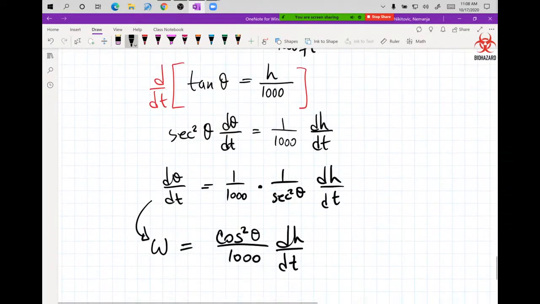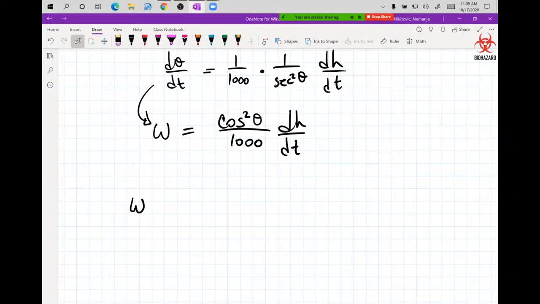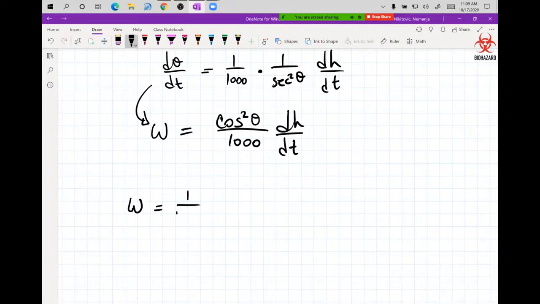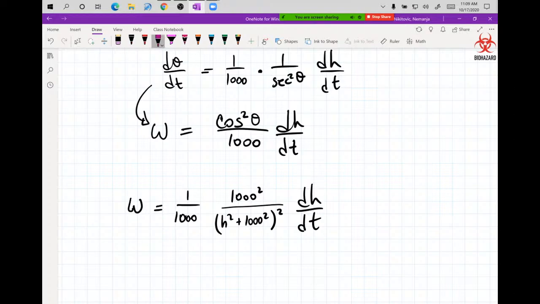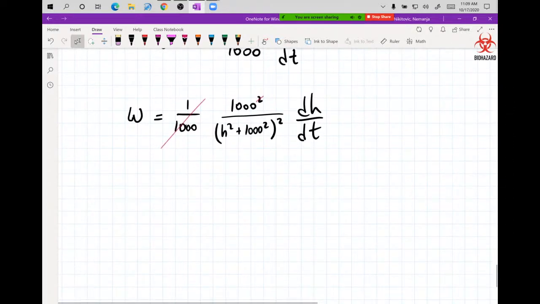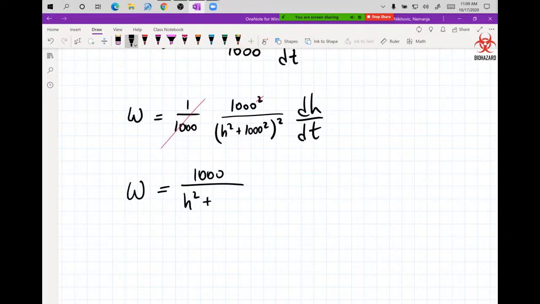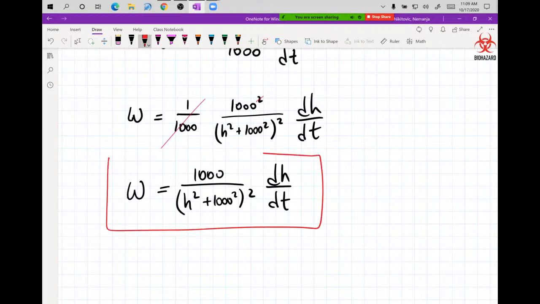So now we're going to plug this in and get that our omega is 1 over 1000, and then you're going to have your 1000 squared over h squared plus 1000 squared, everything squared, dh dt. This one cancels, and here is your formula: 1000 over h squared plus 1000 squared, squared, dh dt. Yay.